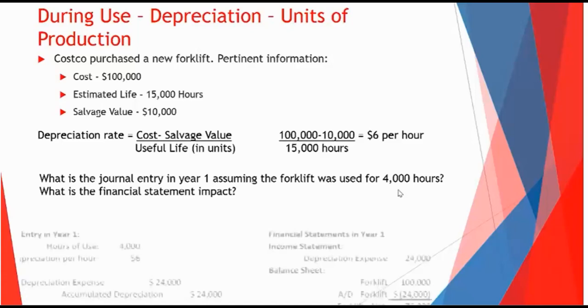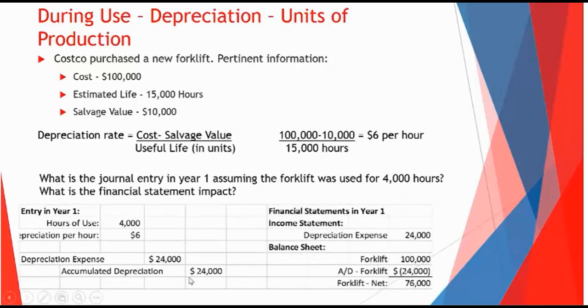So the actual account is going to be the exact same, just the way we calculate the amount is going to change a little bit. So 4,000 hours at $6 of depreciation per hour. So 4,000 times 6, that's 24,000.